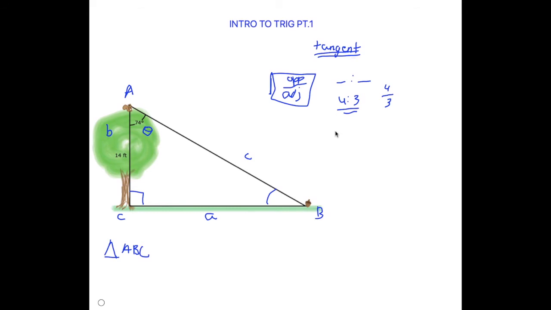Another example could be 100 ratio 1000. This can also be identified as 100 over 1000, or if we simplify it, 1 over 10. This value and this value are equal. Now let me just erase this one last time. When I mentioned the tangent ratio, I meant the opposite side versus the adjacent side.